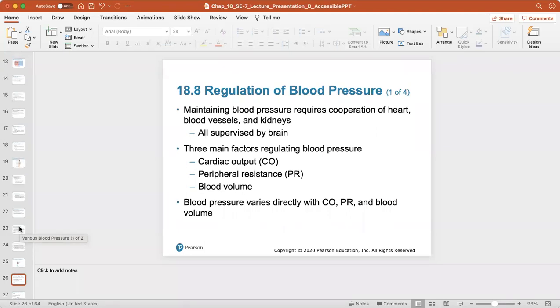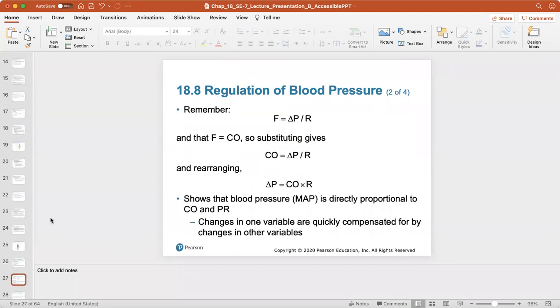Regulation of blood pressure. Maintaining blood pressure requires the cooperation of heart, blood vessels, and kidneys. They're all supervised by the brain, and there's three main factors regulating blood pressure: the cardiac output, peripheral resistance, and blood volume. And blood pressure varies directly with cardiac output, peripheral resistance, and blood volume.